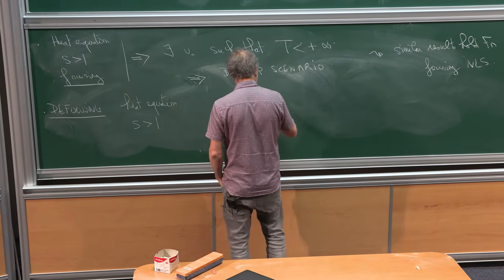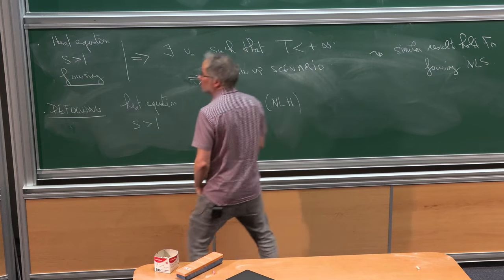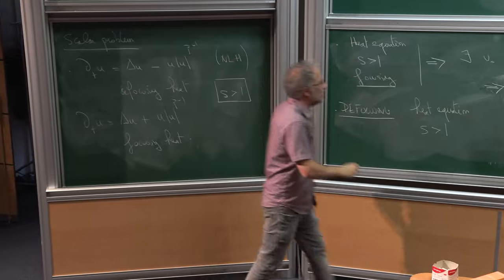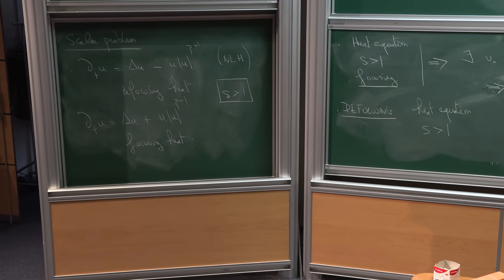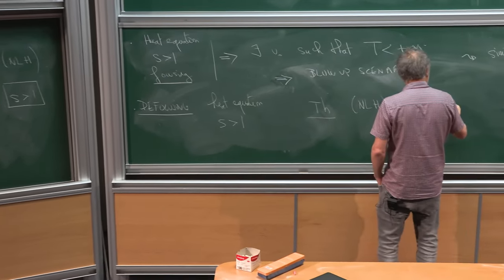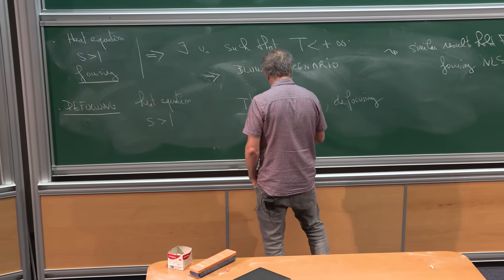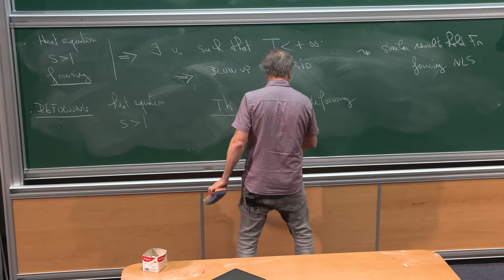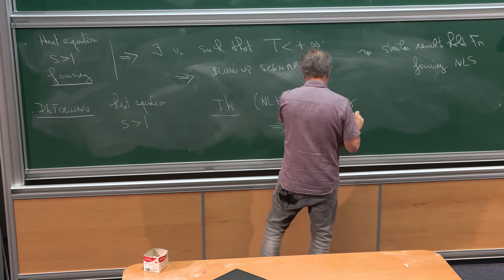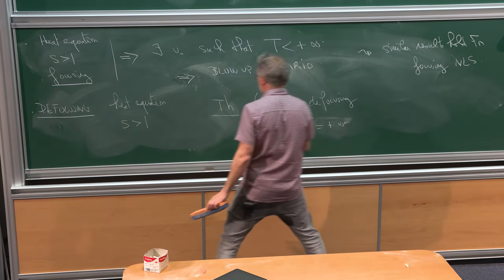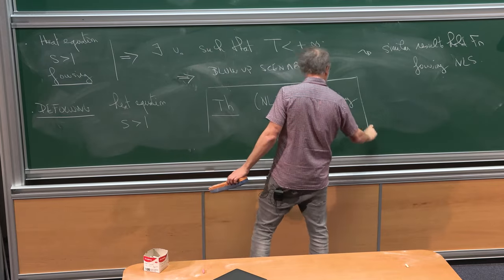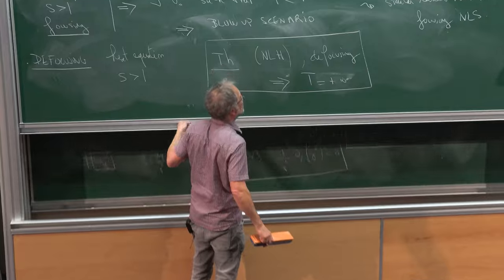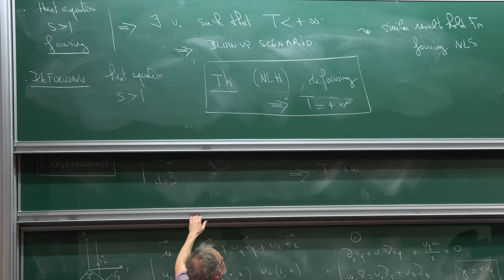So if I have heat, so maybe nonlinear heat, this would be this, and NLH, nonlinear heat. I am defocusing. Epsilon is minus 1. I am defocusing then, essentially, for any reasonable data, lifetime is positive. Okay, the defocusing nonlinear heat equation will not form singularities, and the proof is completely trivial.